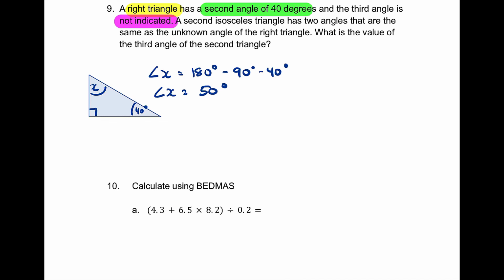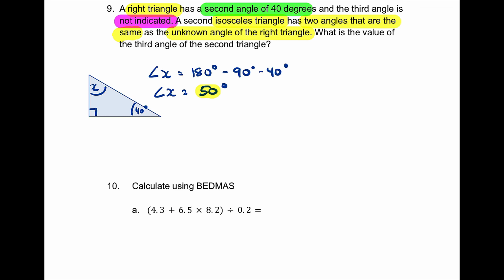Okay, let's move to the second sentence of this word problem. It says there's an isosceles triangle. Now, if you don't know what that is, it's a triangle that has two angles and two sides that are the same. And it even states that right here. It says it has two angles that are the same. Same as what? Same as the unknown angle of the right triangle. And that's this 50 degrees right here.